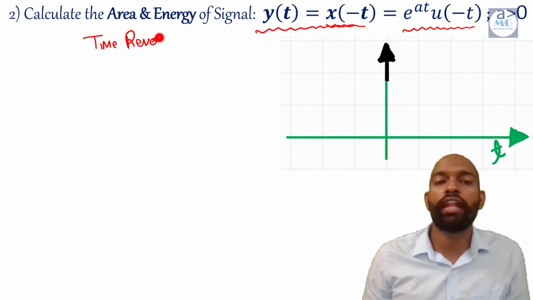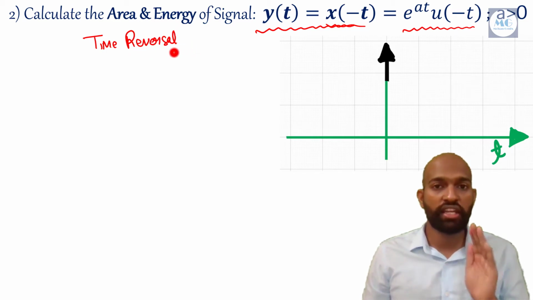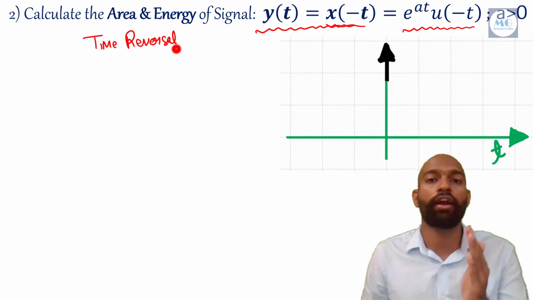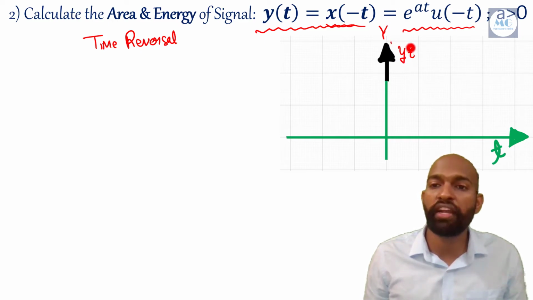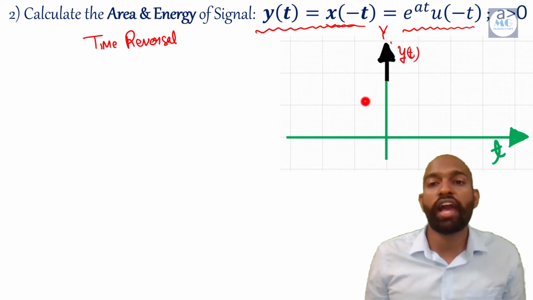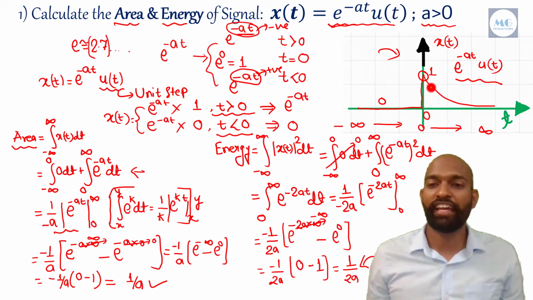time reversal. What will happen in time reversal, friends? In time reversal, the signal will be flipped across the y-axis. This is the y-axis and we have to draw the graph of y(t). Then how do we draw x(-t)? We just have to flip the earlier graph. The earlier graph was like this, so we just have to flip it across this y-axis.